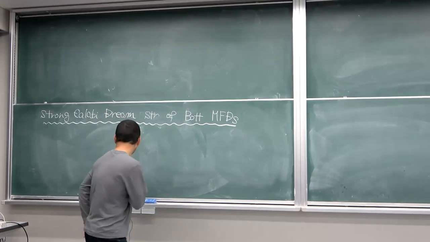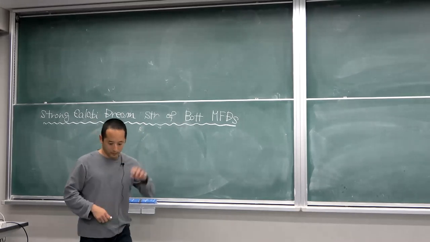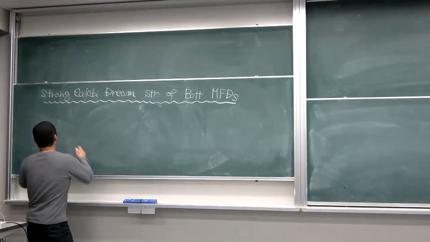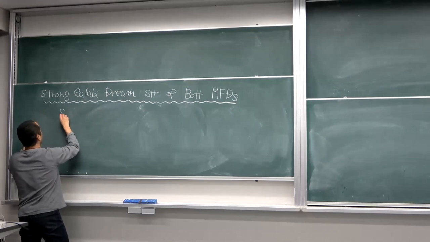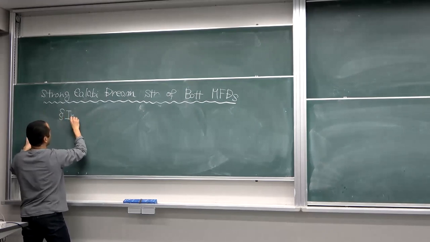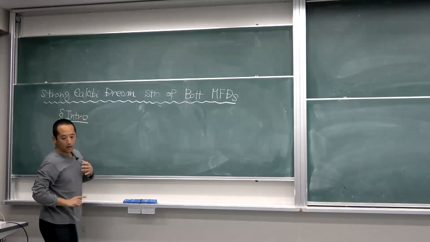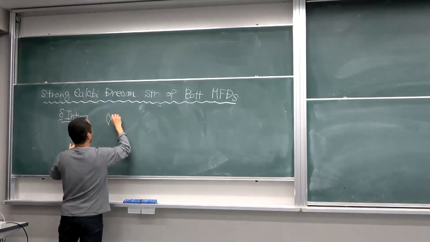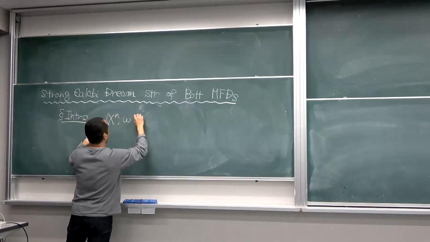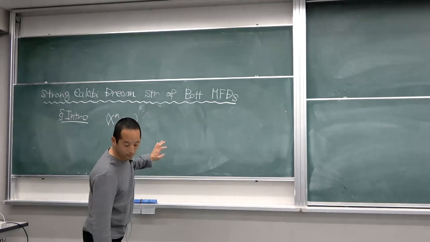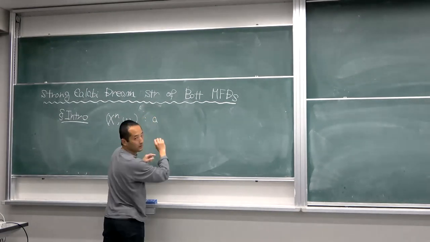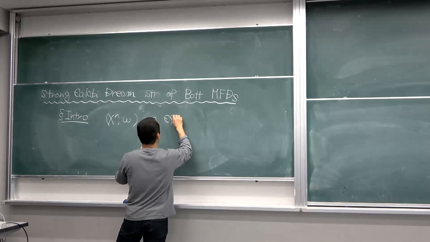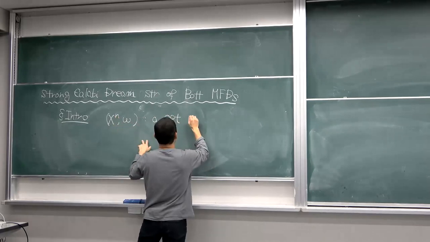So let's get started. From now on, I want to discuss some Bott structure which has a very nice Kähler metric, because my major is Kähler geometry. Throughout my talk, we assume that X is a compact Kähler manifold with some compact Kähler metric, and n is its complex dimension.